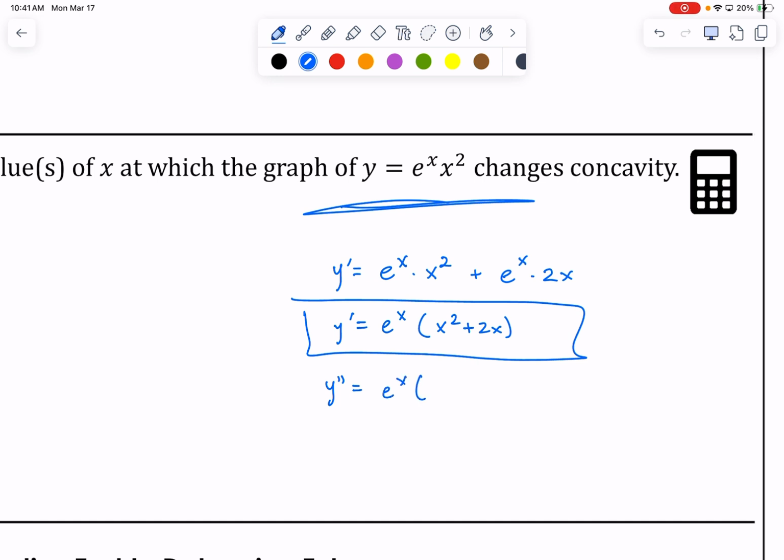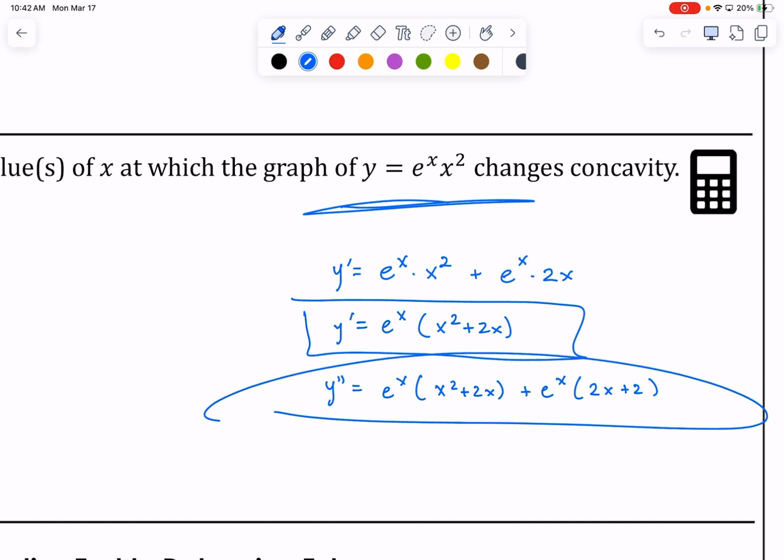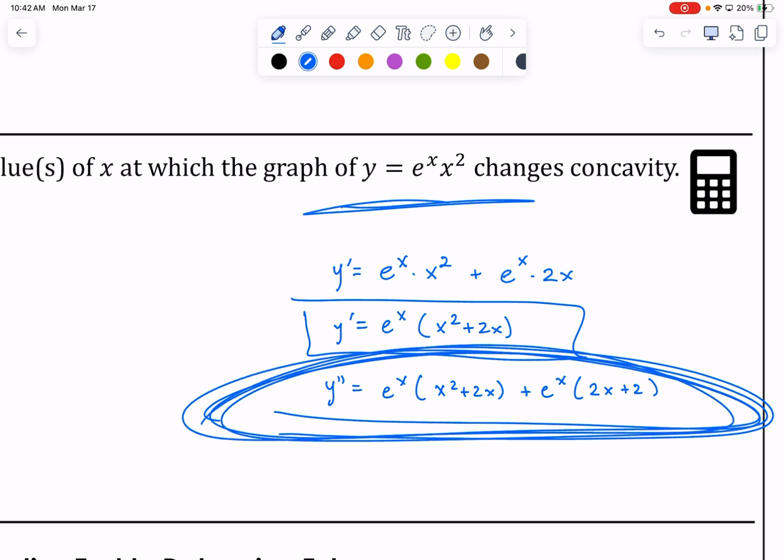E to the x times x squared plus 2x plus e to the x times 2x plus 2. I'm not even going to factor the e to the x out. I'm just going to type that into y equals, and see how many times it changes signs. Now, I'd reset my window, zoom 6 it.